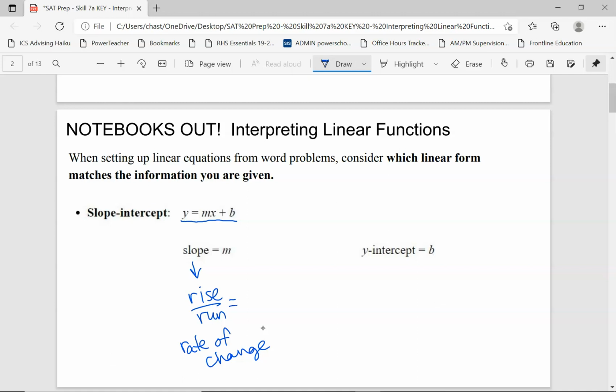In fact, when we look at rise, we talk about the change in the y's over the change in the x, which, by the way, that little triangle means change, okay? All right. And the y-intercept is your b value. This is the value.